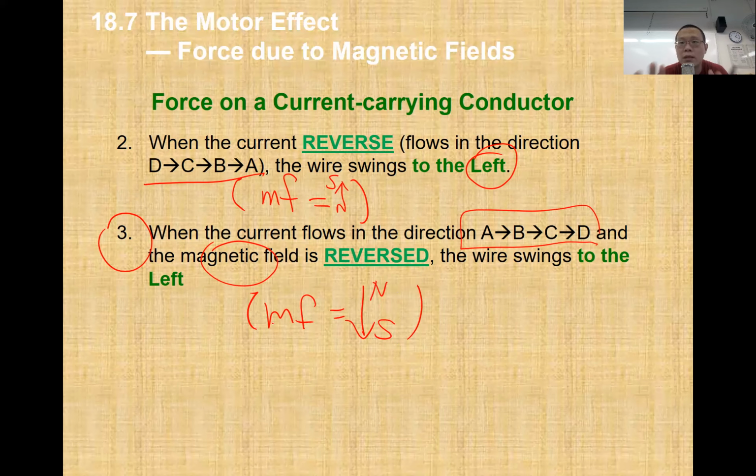Same thing, if you need to, please pause the video and go back and use these conditions and try it out, to make sure that you actually get the force induced to be on the left side, to get your thumb pointing to the left. It's utmost important.